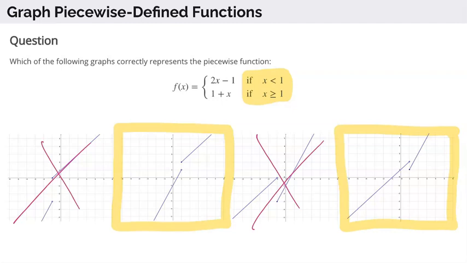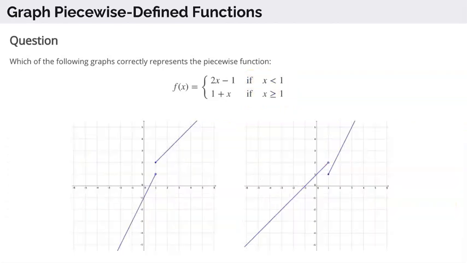Okay, so already we've eliminated half of our choices. So let me just focus on those two now, right? So now we just have to figure out which of these two graphs matches. And so they're both in agreement as far as, again, this kind of transition point at x equals 1. So now we want to focus our attention on the function rules. Right? And notice both of these are linear functions.